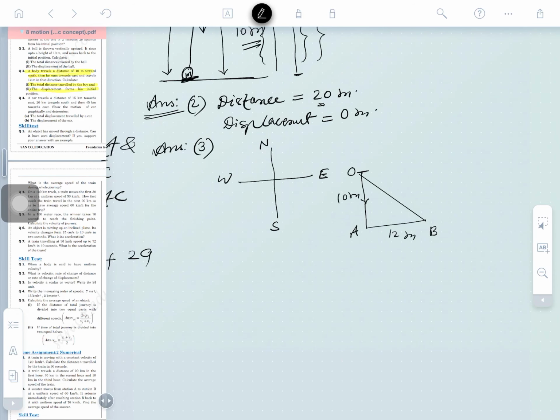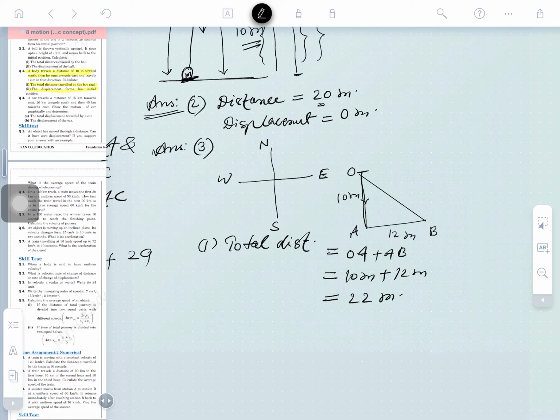Total distance. Total distance means length of path. So total distance is what here? It is OA plus AB. What is OA? It is 10 meter. What is AB? It is 12 meter. Together it is 22 meter. And second, what is to be found out here?